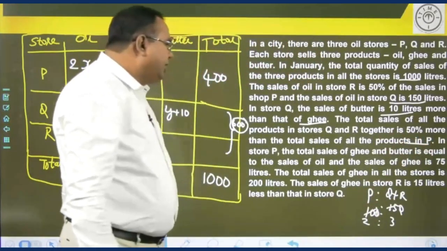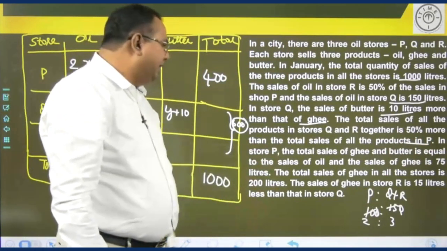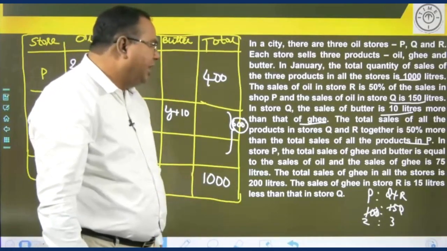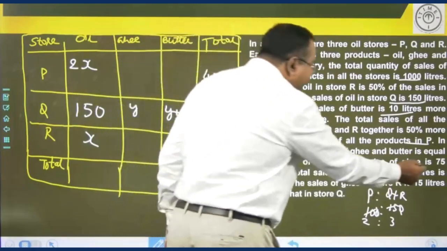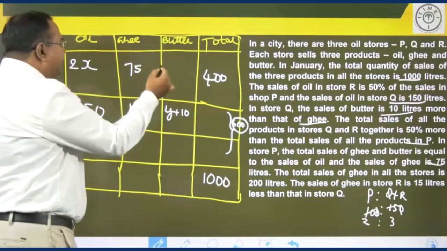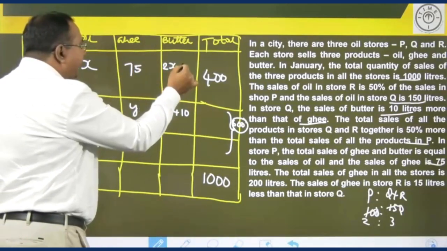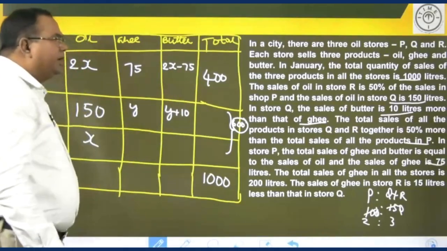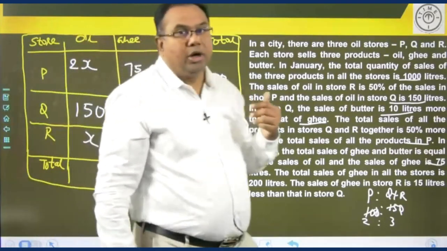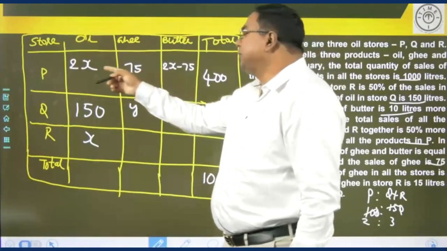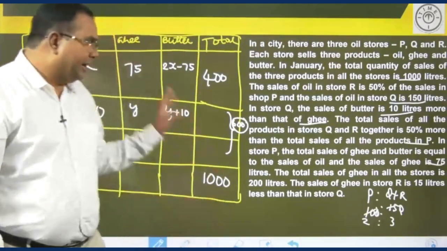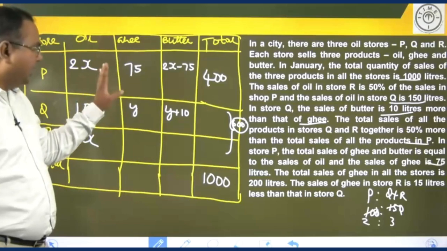Look at the next point. In store P, total sales of ghee and butter is equal to sales of oil, and sales of ghee is 75 liters. Here, ghee is 75 liters. So, this is 75. So, how much will be this? 2x minus 75. What is given? In store P, if you add ghee and butter, it must be equal to oil. So, I know ghee is 75, ghee plus butter is 2x. So, if I want butter, it has to be 2x minus 75, right? Then, I will come back to that, just hold on.